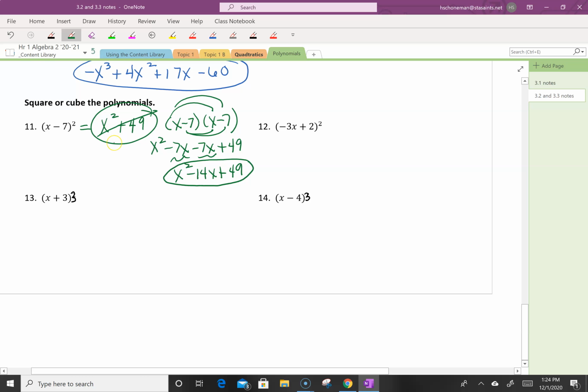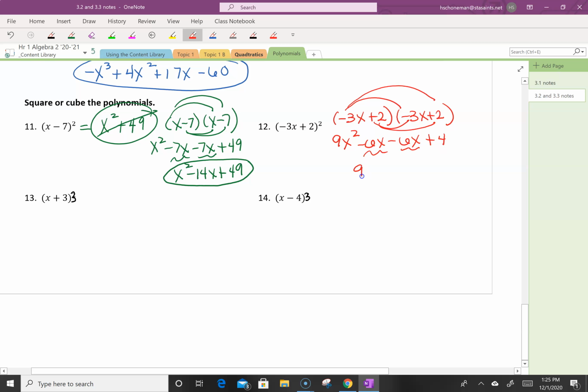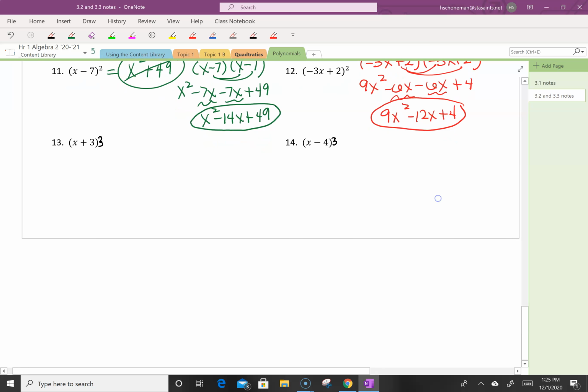Notice you cannot just square each number. It does not work. Okay, so on 12, this would be negative 3x plus 2 times negative 3x plus 2, and I'm going to multiply. Positive 9x squared minus 6x plus 4. Combine the middle terms, 9x squared minus 12x plus 4. Okay, last but not least, we've got a cube.